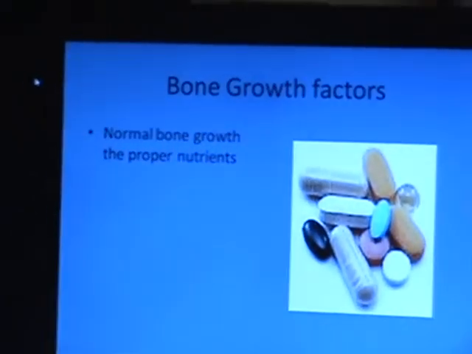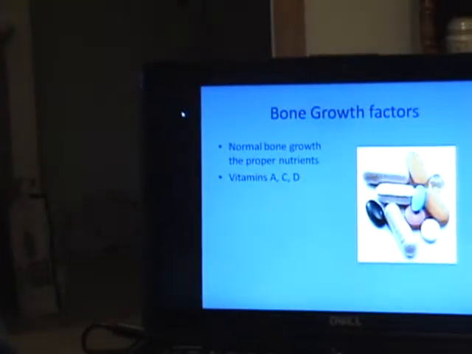Bone growth factors: normal bone growth and proper nutrition. If you have a good balanced diet with high amounts of calcium and phosphate salts and other ions, your bones will stay strong. Vitamins are also an essential part of your diet: vitamins A, C, and D, but D is the most important of the three because it aids in the absorption and transportation of calcium and phosphate salts, which are essential in bone growth.